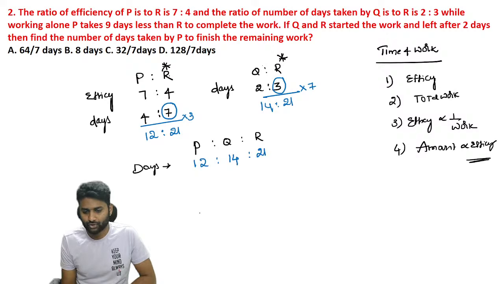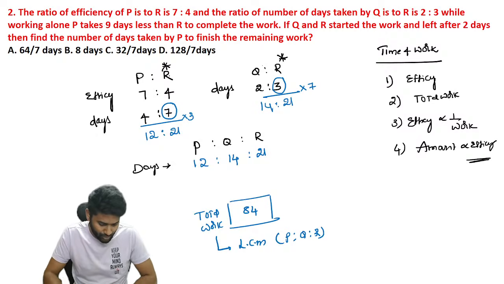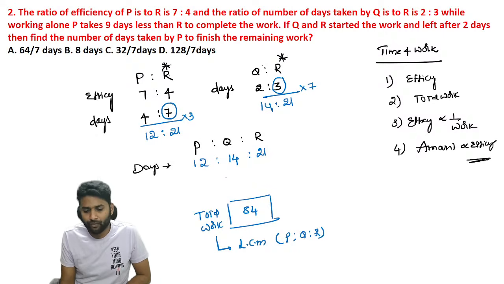Now let's find the total work, guys. Total work means we have three different comparisons. Total work is always equal to the LCM of the P, Q and R days. So if you observe 12, 14, 21, the total number of units is 84. So let us assume that my total work is 84. We get 84 as the LCM of 12, 14 and 21. If 84 units of work are completed by P in 12 days, then per day P can complete 7 units.